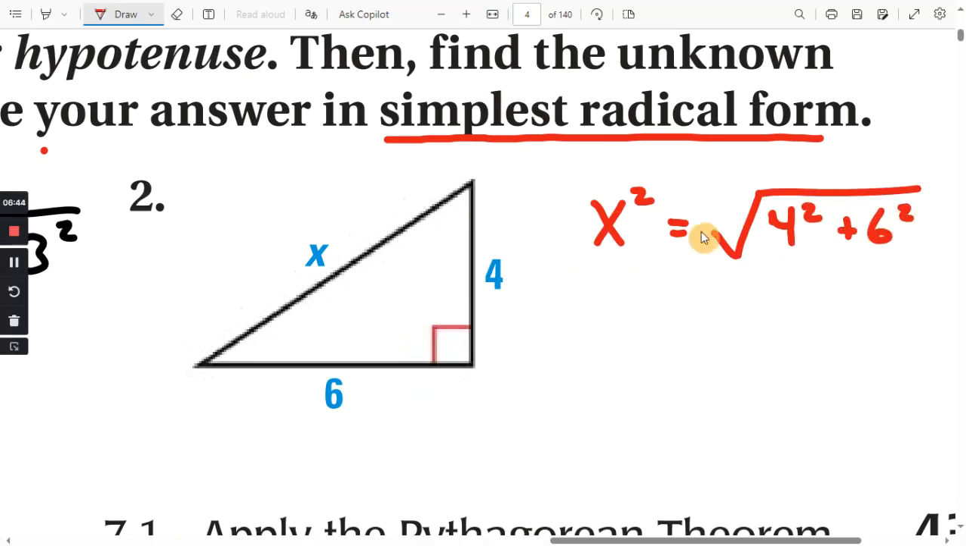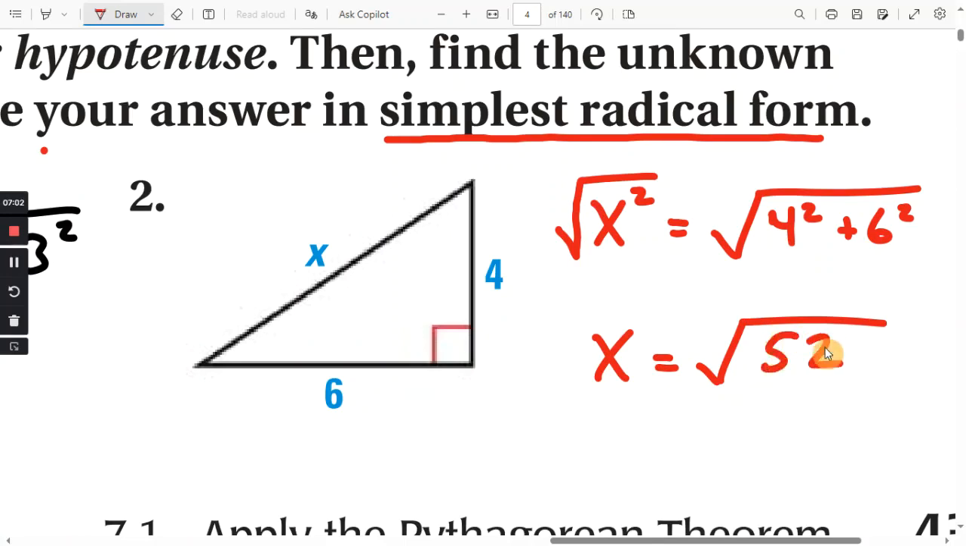Okay, x squared would be 4 squared plus 6 squared, and you would just take the square root of both sides, and you would get x equals the square root. This is going to be 16 plus 36, and that is 52. See if you can factor that and write it in simplest radical form, please. Simplify the square root.